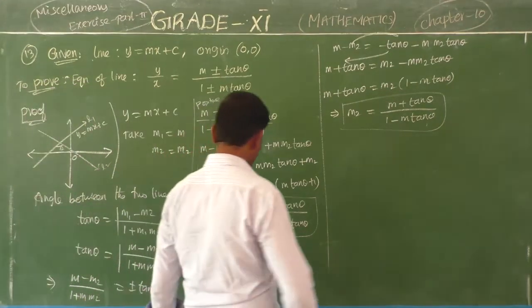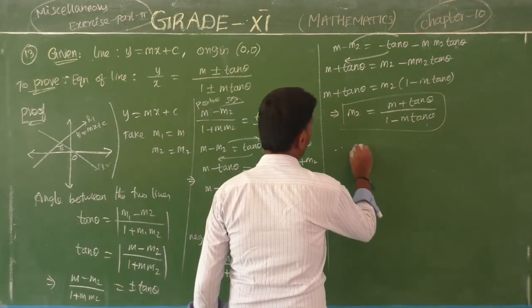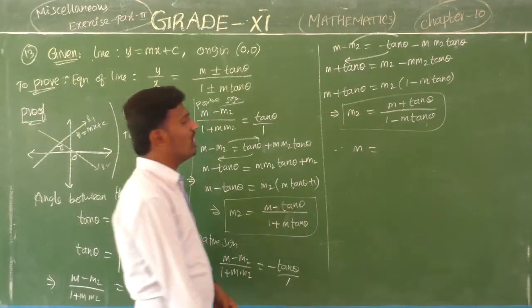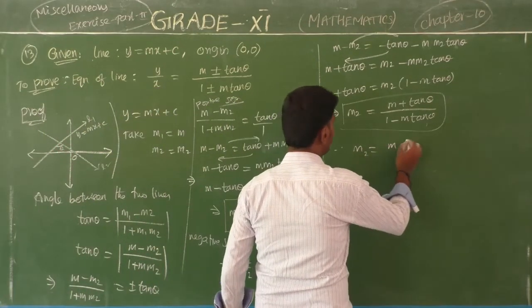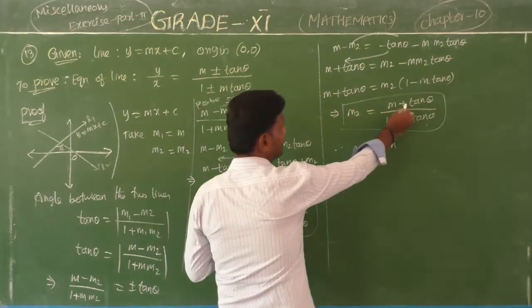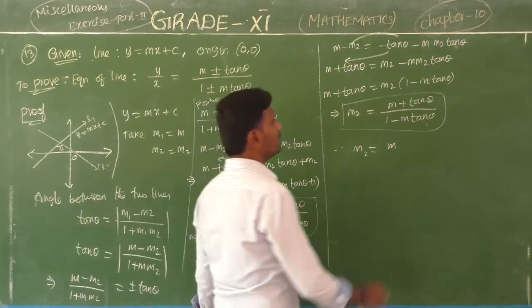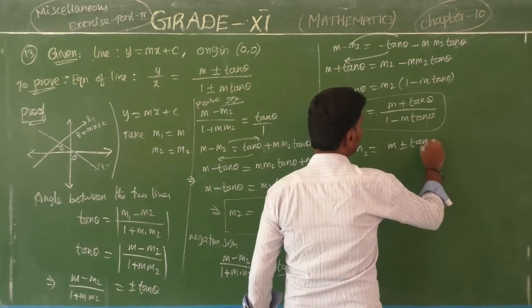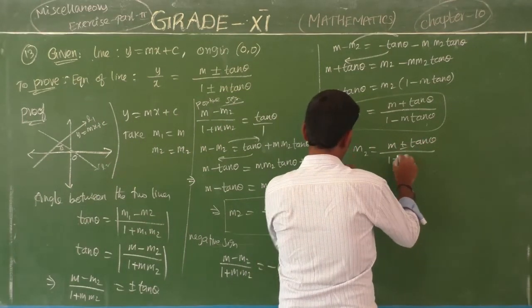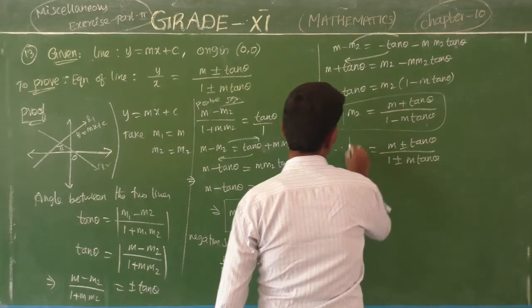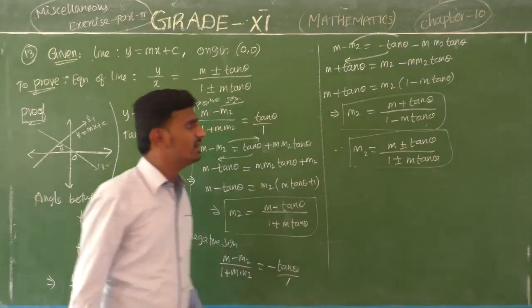Now compare these two to get the final m, that is the slope. The slope m2 or m. See, here minus and there plus, here plus and there minus. So plus or minus. Okay. So m2 equals m plus or minus tan theta, the whole divided by 1 plus or minus m tan theta. So this is the value of the final m2.